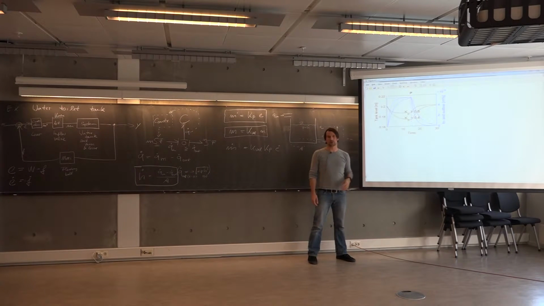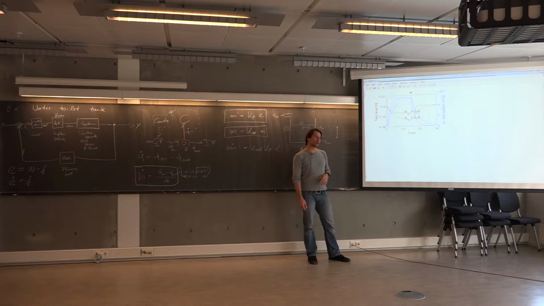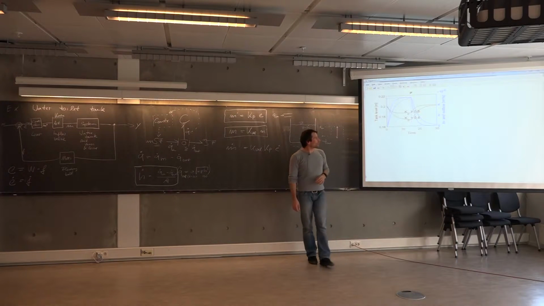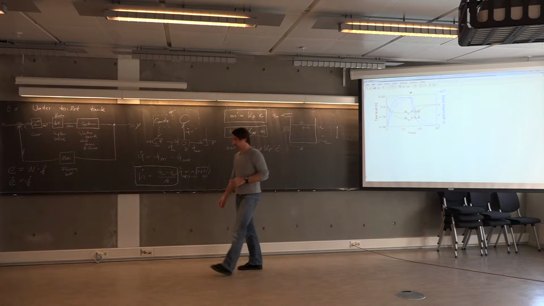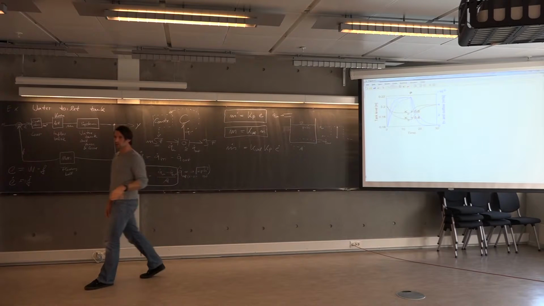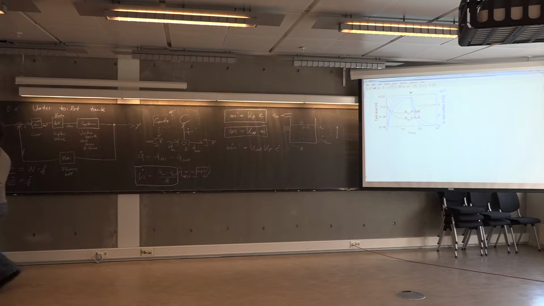Higher gain values, higher Kp values, decrease the offset, the steady state error. But if you choose too high values, that whole thing may become unstable. So there's a certain system-dependent limit of that value.